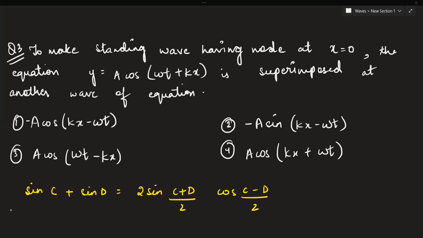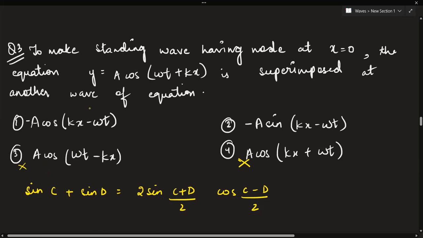The fourth one. Yes, ma'am. Yes, see, not only the fourth, but even the third one, because it is not having a minus sign. This is y equals a cos(omega t plus kx). So obviously, had it been minus a cos(omega t plus kx), then we would have eliminated these minus signs. So the fourth one will definitely get eliminated, as well as the third one, because it is not having a minus sign.